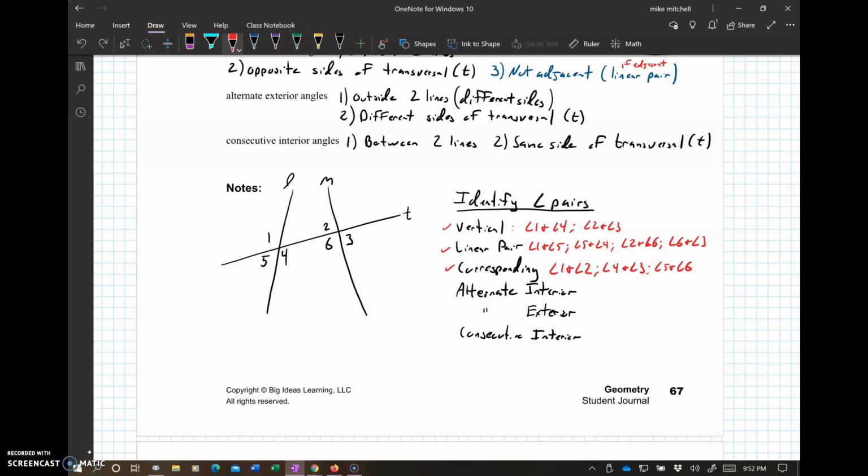That's just going to be, pause it. Thanks for pausing. Angle 4 and angle 2. Those ones right there, different sides of the transversal, they're interior. Alternate exterior.